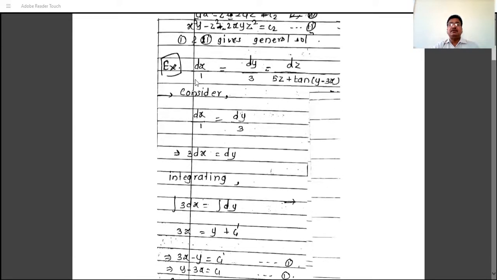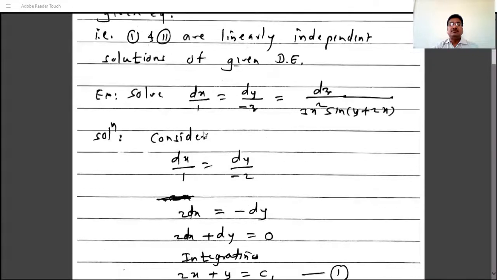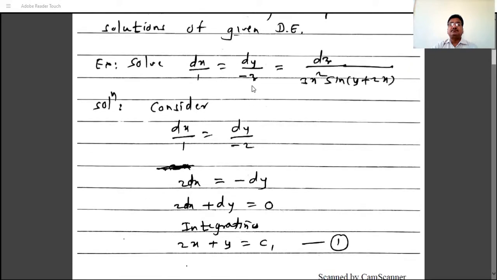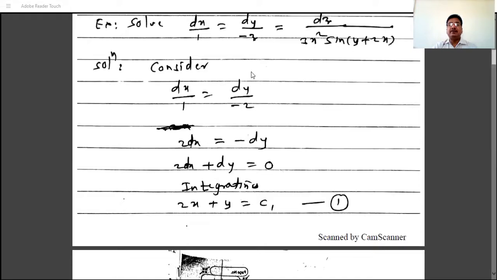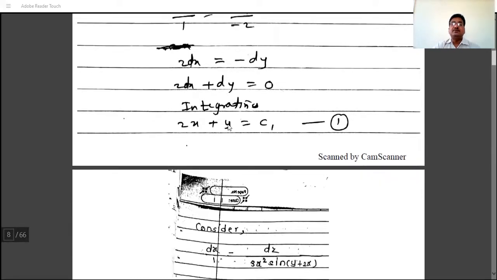Consider dx/1 = dy/3, the first two fractions, because the variable z is absent in these two. So 3 dx = dy, then integrating, we have this. Also, this is the same type of example: dx/1 = dy/(-2) = dz/(this). It is not minus z, it is minus 2. Consider dx/1 = dy/(-2), and separate the variables: 2 dx = -dy. Then integrating, we have 2x + y.